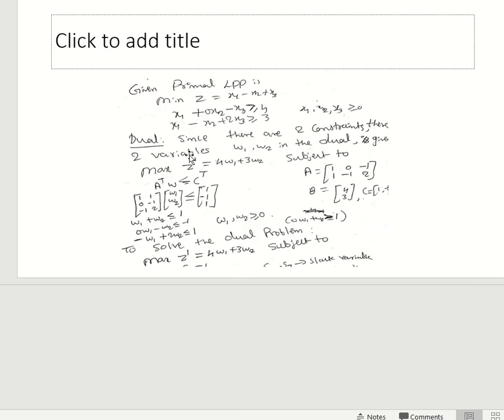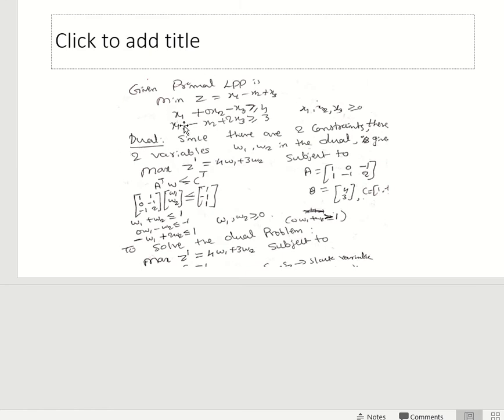Now first we have to write the primal LPP. After that you have to write the dual. This we have already discussed in the previous slide. Now look at how to write the dual.